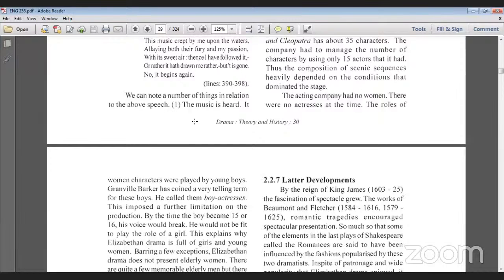From your exam point of view, you have to directly go forward for the further interlude, mystery play, miracle play, and pageant. These are also explained in the terms. You have to explain the terms, what they are, interlude and all, okay?